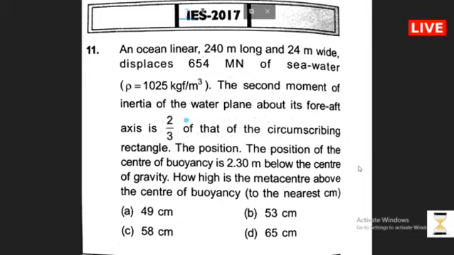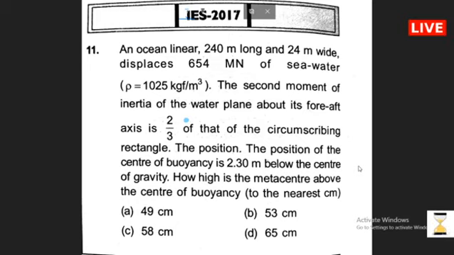The ocean liner is 240 meters long and 24 meters wide, and displaces 654 meganewton of seawater. The density of the seawater is given as 1025 kg per meter cube. The second moment of inertia of the waterplane about the axis is 2/3 of the circumscribing rectangle. The center of buoyancy is 2.3 meters below the center of gravity.